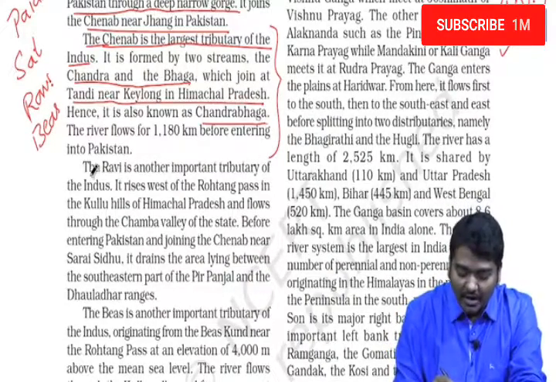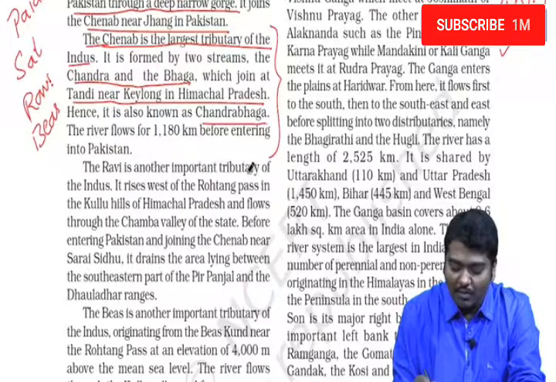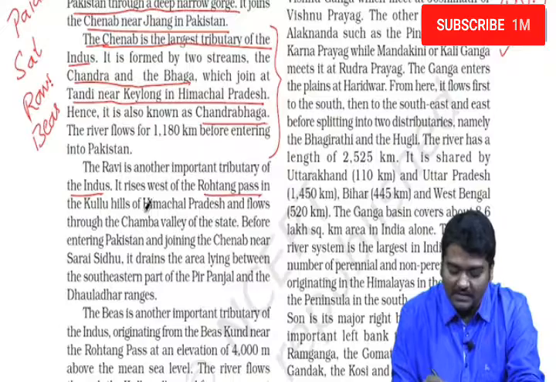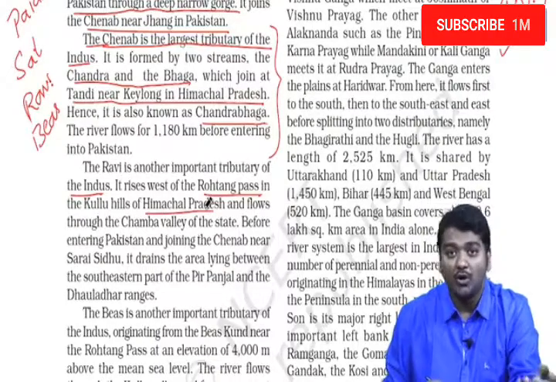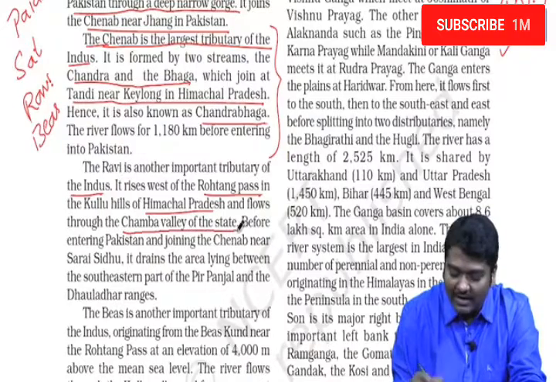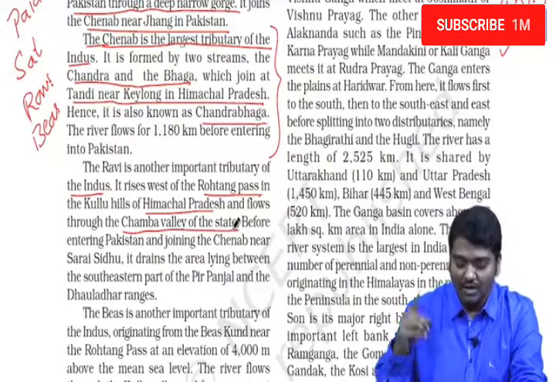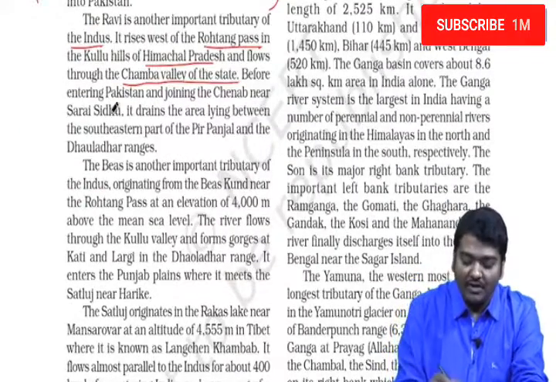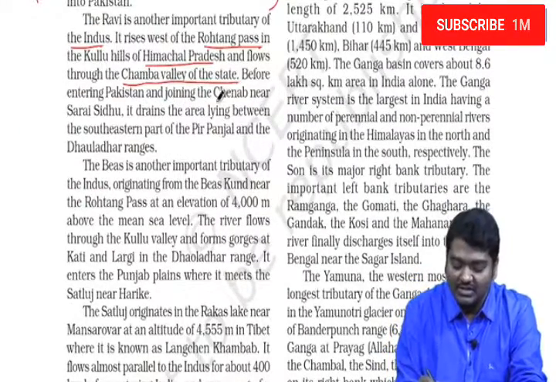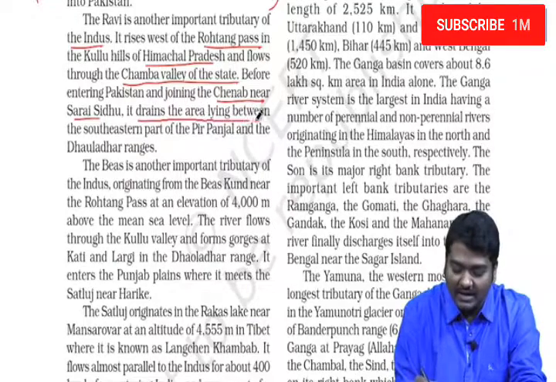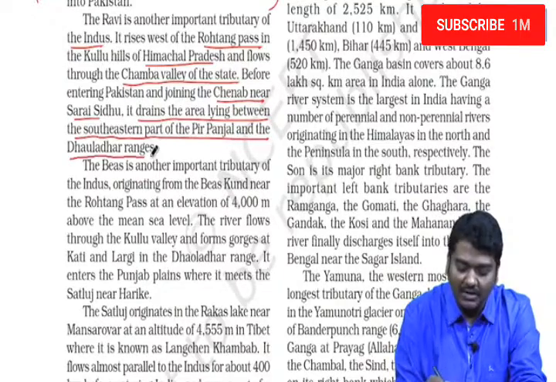Then you get the Ravi, another important tributary of Indus. It rises west of Rohtang Pass in Himachal Pradesh, Kullu Manali, you might have heard of it, and flows through Chamba Valley of the state, not Chumbi Valley. Chumbi Valley is in another place, it is Chamba Valley. Before entering Pakistan and joining the Chenab river, it drains the area lying between the southern part of Pirpanjal range and the Dauladhar ranges.